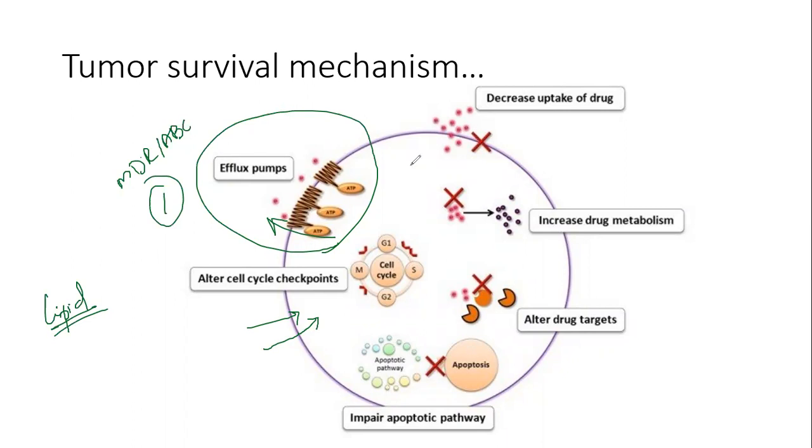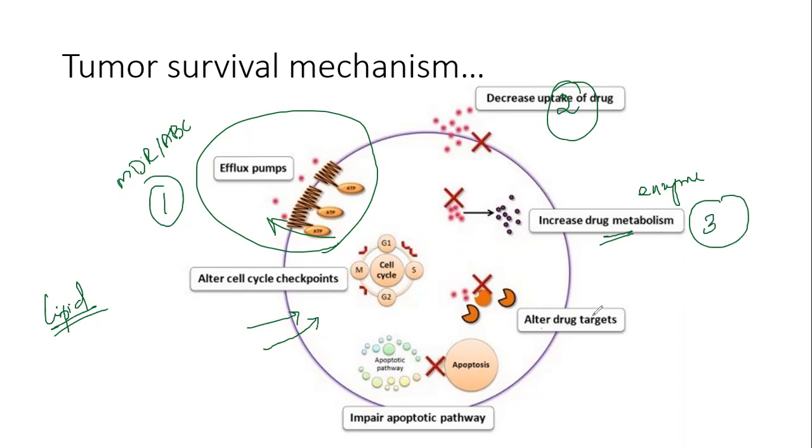You can change the plasma membrane composition in such a way that it is going to decrease the uptake of the drug. ठीक है? ये दूसरा mechanism हो गया. Third, increase the drug metabolism. So this is what I was explaining, that you secrete enzymes which can actually detoxify the drug. Okay, so this is the third mechanism.